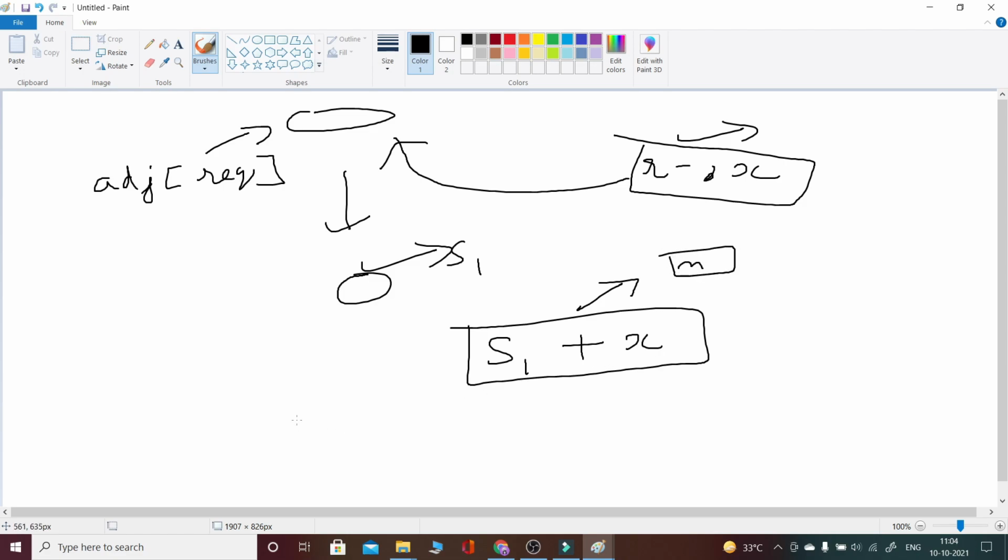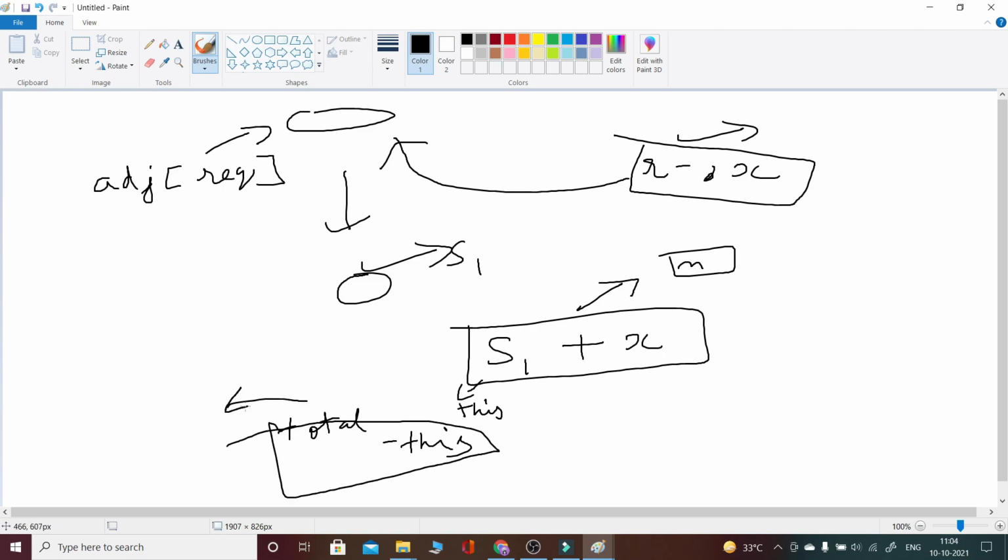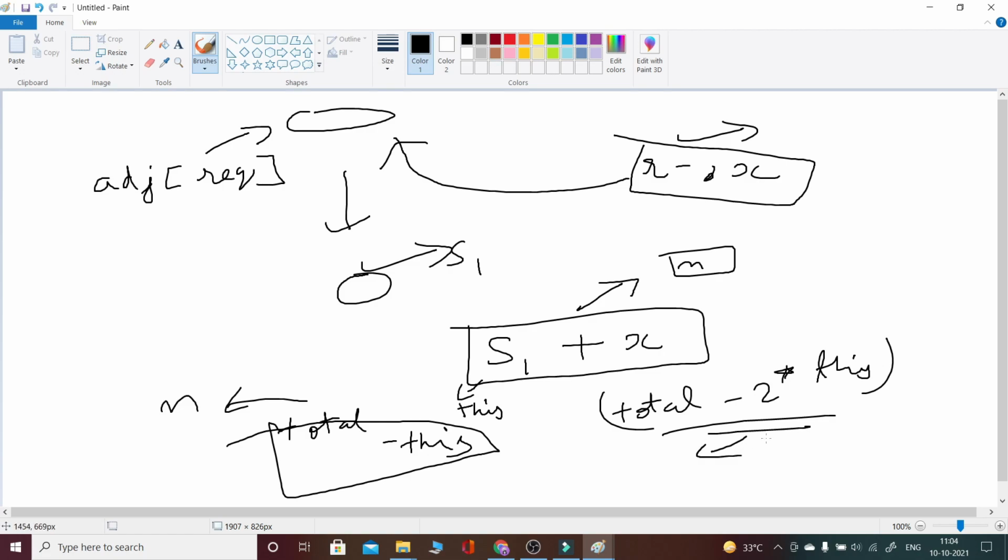Okay, so the other half would contain total minus this. This would be the sum of the other half array. This would also contain n elements. So I would take the difference, so it would become total minus 2 into this. I would take the modulo, and this would be our absolute minimum difference for this particular subset that I chose. Okay, do you agree with this?